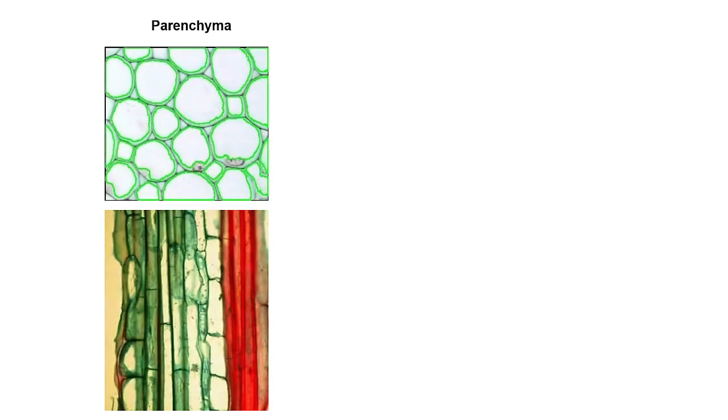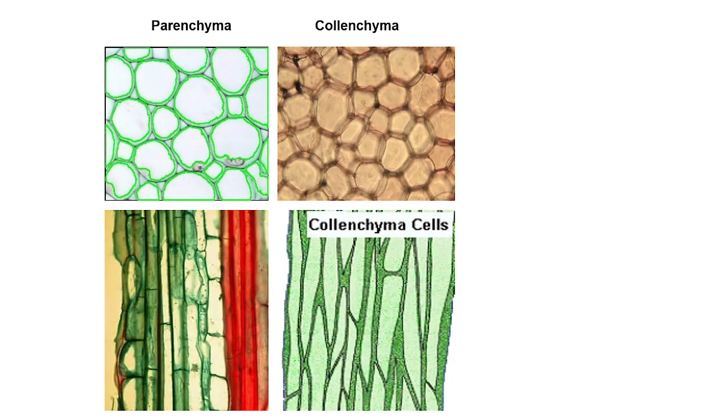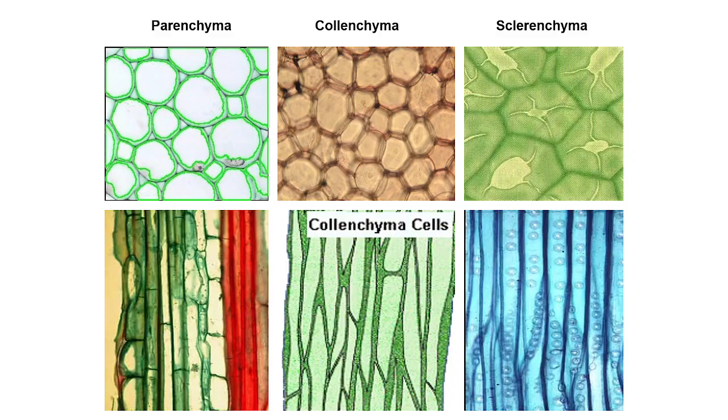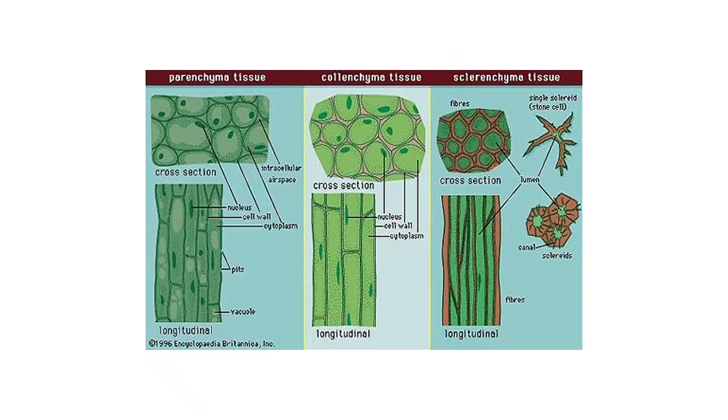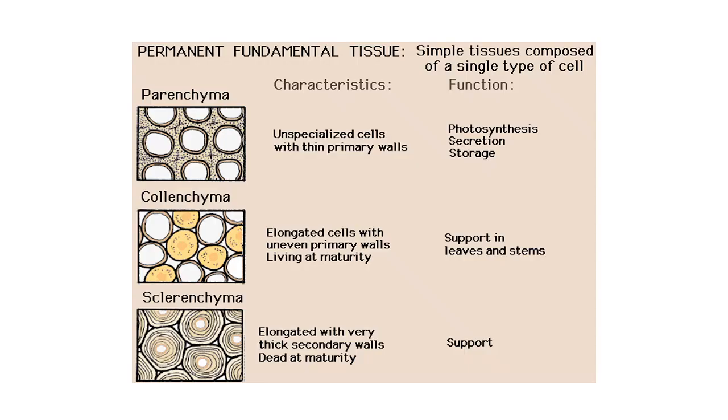Now you have seen some photos. This is how your parenchyma looks. This is how your collenchyma looks. This is how sclerenchyma looks. So these are the pictures of them. This is your parenchyma tissue, this is your collenchyma tissue, and this is your sclerenchyma tissue. This is your permanent fundamental tissue. Now these are their characteristics.